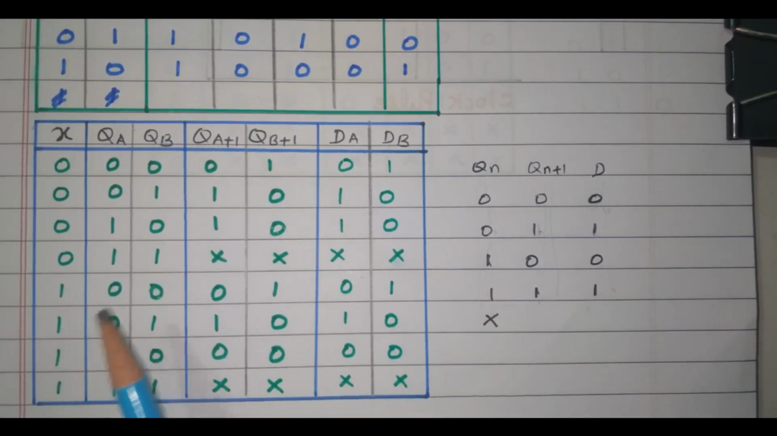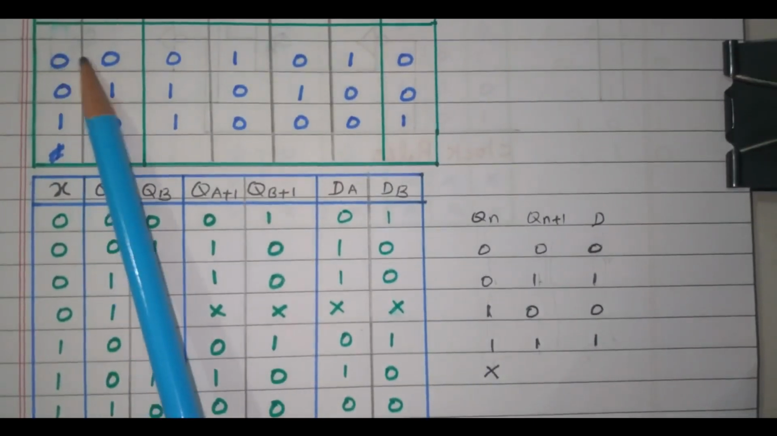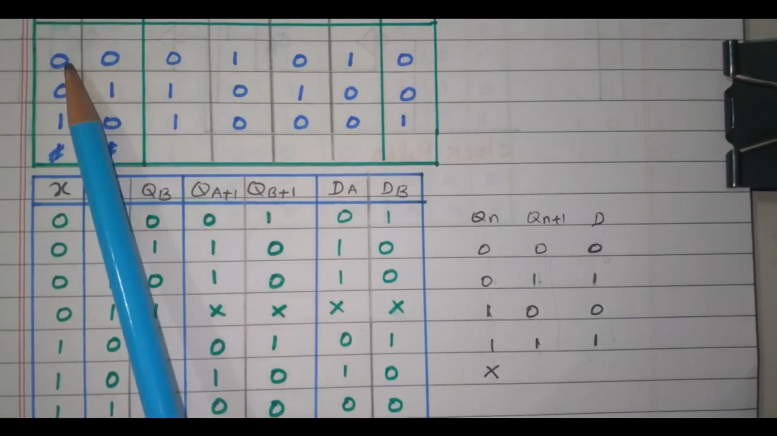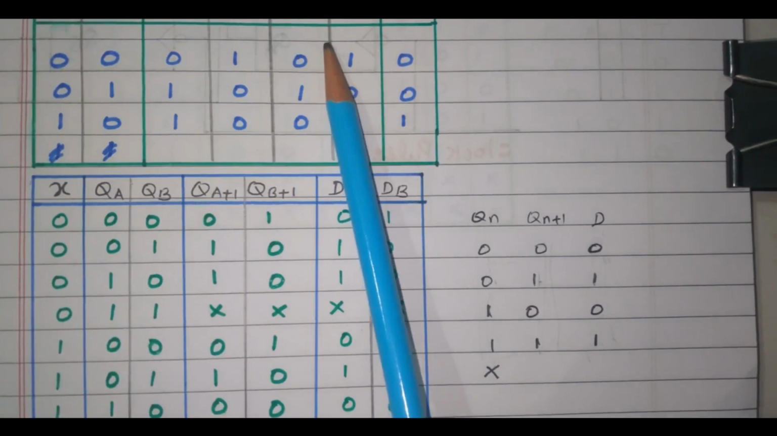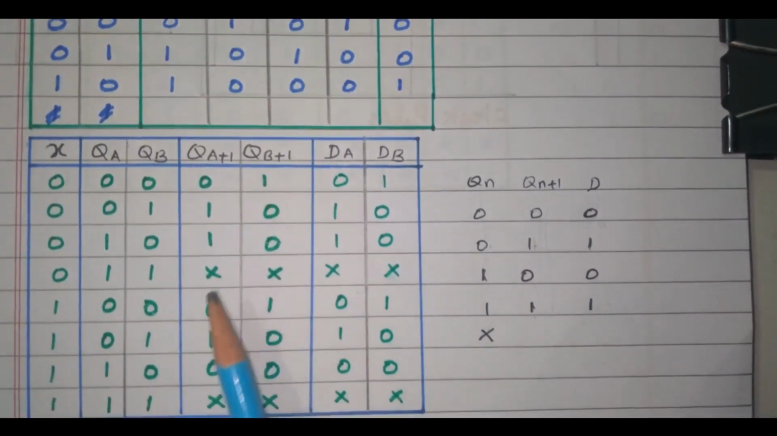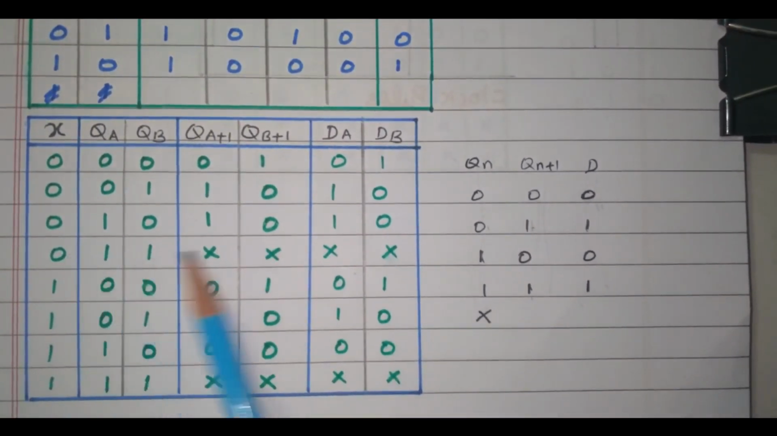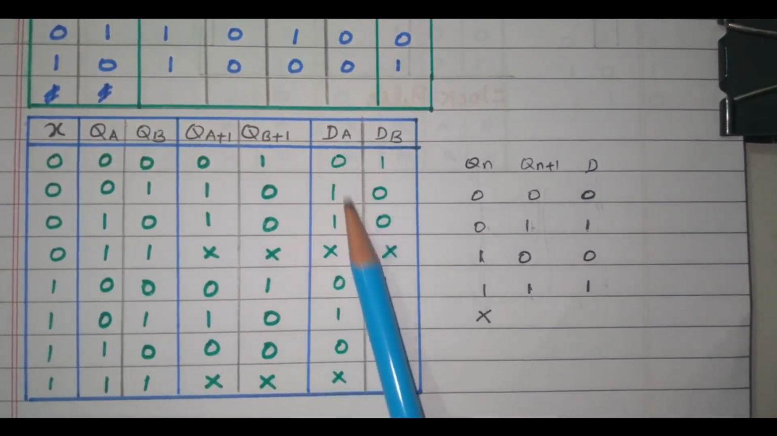I think you are able to understand, right. 00 to 01 is one state, 00 to 01 is another state, for x equal to 0, x equal to 1, right. So, we are getting the 8 combinations, out of which 2 combinations are not applicable, right. Now, we need to decide the DA value.